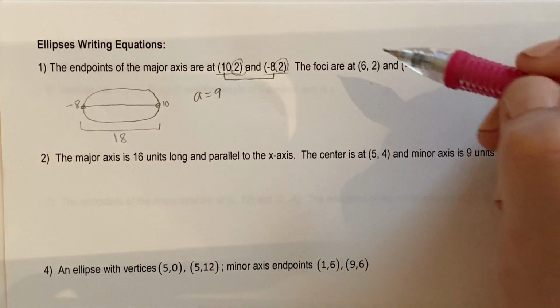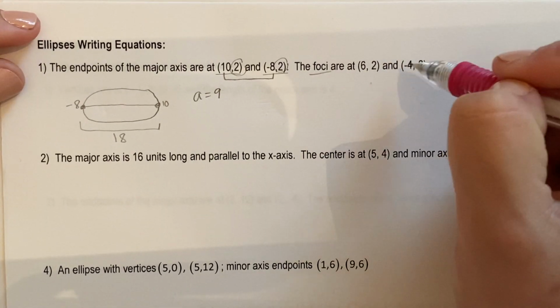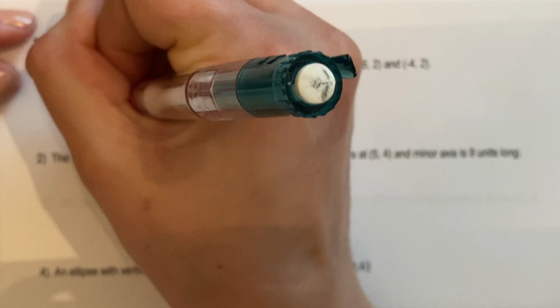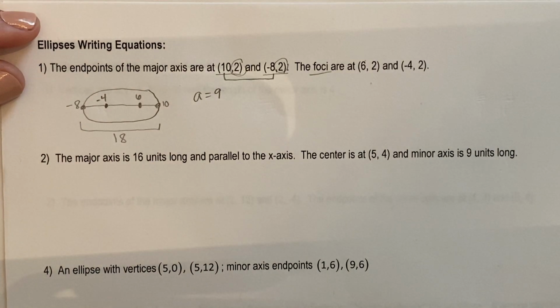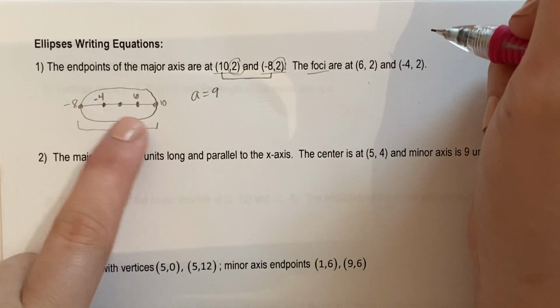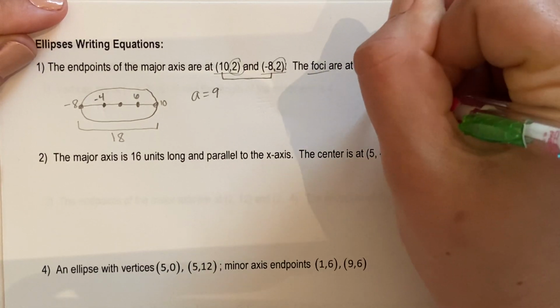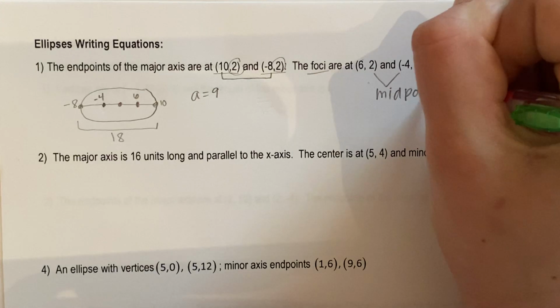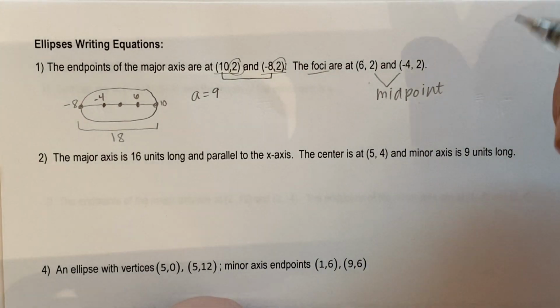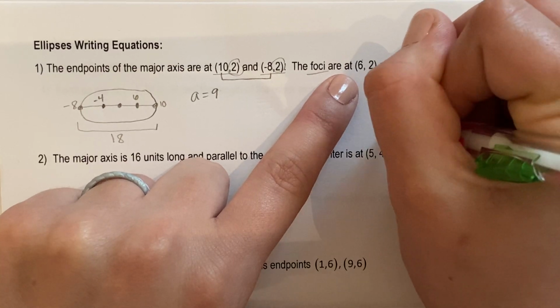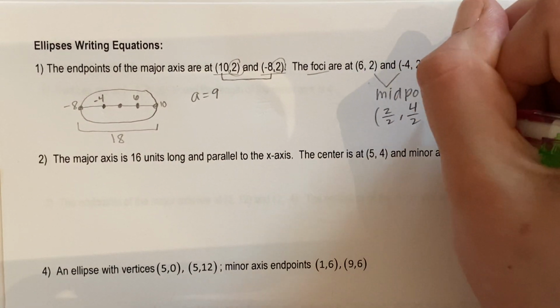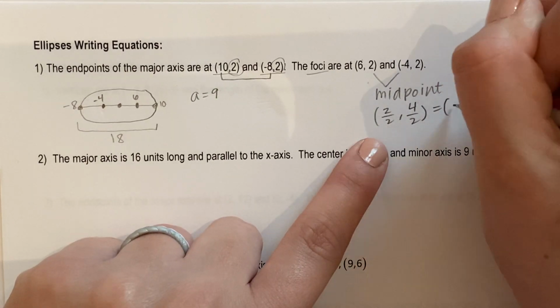Okay? Now the next piece of information it gives me are the foci. That's that c value. So it's at 6 and -4. So we'll put the -4 over here and the 6 right here. And I know the center is in the middle of that. That doesn't tell me the b value, but I can figure out c. So to figure out the center, I'm going to figure out what's the middle of the 2 foci. So I want to find the midpoint of these 2 points. Remember midpoint formula from like algebra 1, where you add the x's divided by 2, add the y's divided by 2. So 6 minus 4 is 2 divided by 2. 2 plus 2 is 4 divided by 2. So my center is at 1, 2.